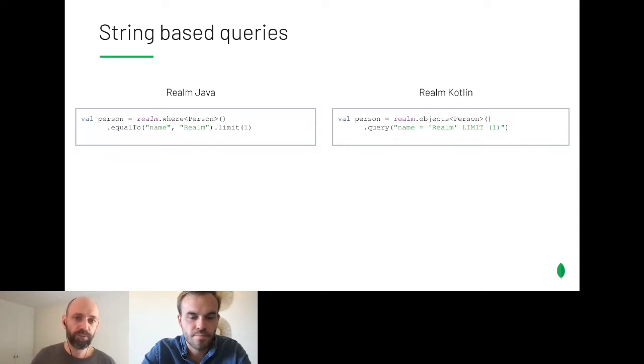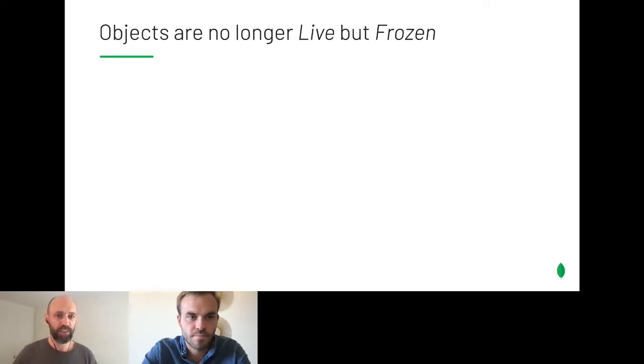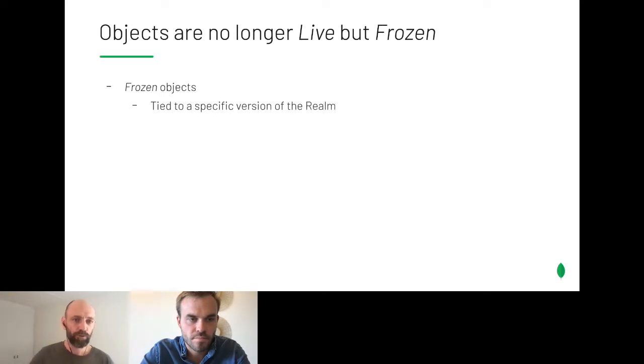So all these changes are mostly syntactical, but the most dominant change for Realm Kotlin is the new object behavior. In Realm Kotlin, objects are no longer live, but frozen. Frozen objects are data objects tied to a specific version of the Realm. So they are immutable, you cannot update them, and they don't change over time.